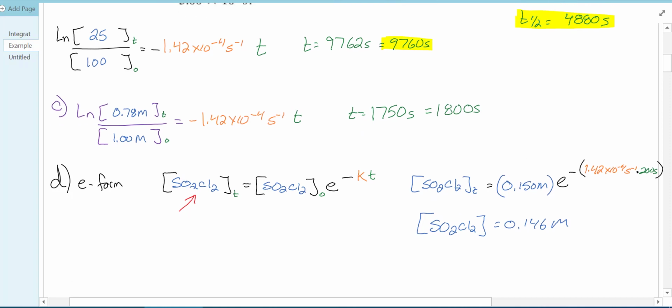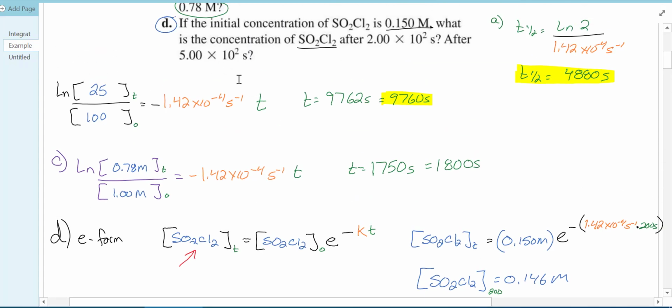So that's at 200 seconds. Now at 500 seconds, the only thing that changes is in green, right? The only thing that changes would be in green, the time. Right, because that's not moving. There we go. 500 seconds, right?